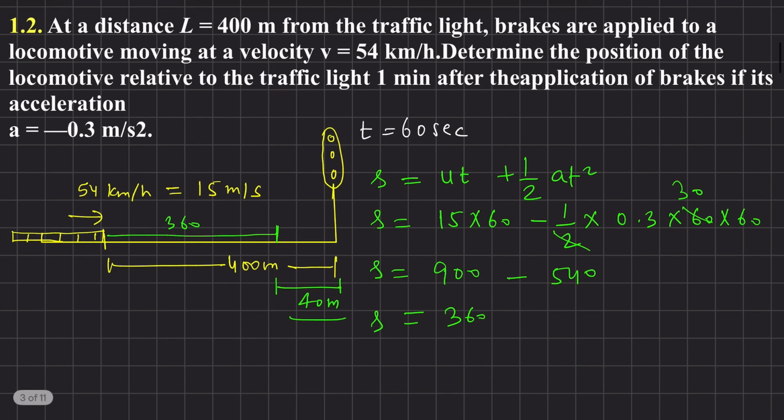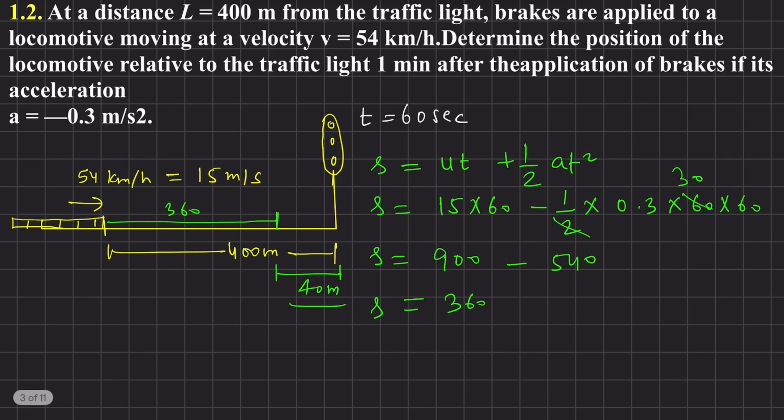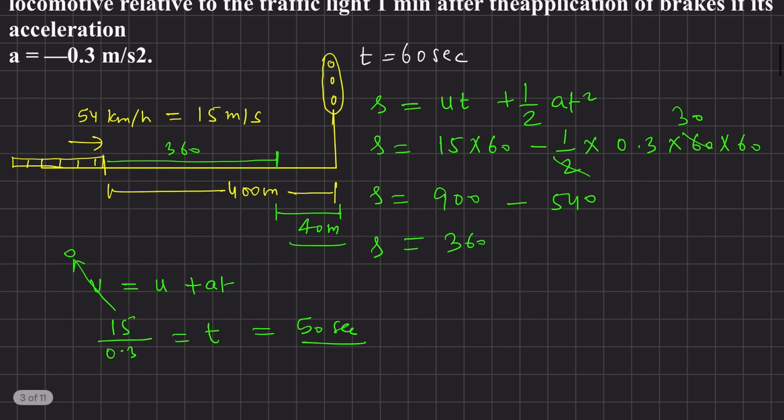Let's find out when the velocity is going to be 0. v is equal to u plus at. So final velocity is going to be 0. u is given as 15. So 15 divided by 0.3 is equal to t, which is equal to 50 seconds. So it means the train has already stopped at 50 seconds. So for the next 10 seconds it is going to be at rest only.